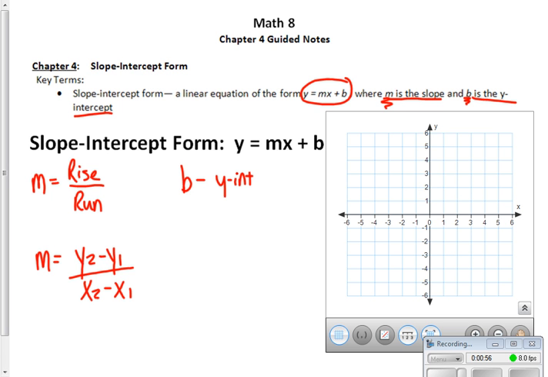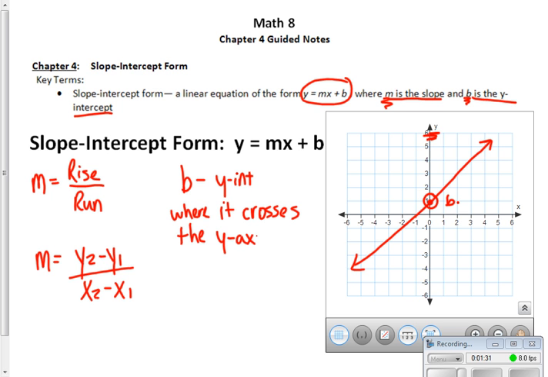y-intercept. Basically what b is, where the line crosses the vertical axis. So if you look here, let's say you had a line that went through it right like this. Your b value is where it crosses the y-axis. So this is that point where it crosses that y-axis. So b would in this case be 1. So it's where it crosses the y-axis.